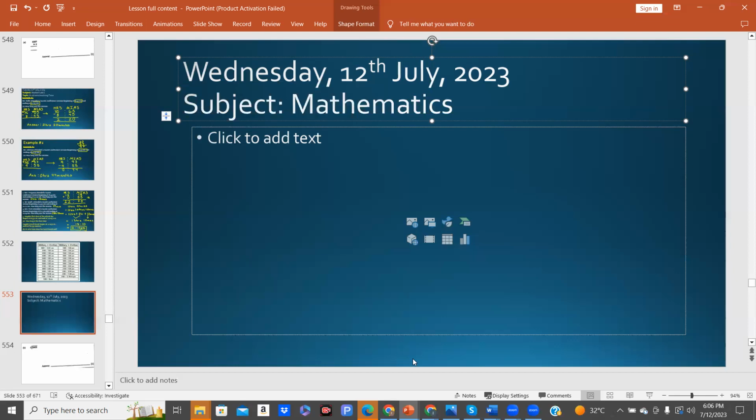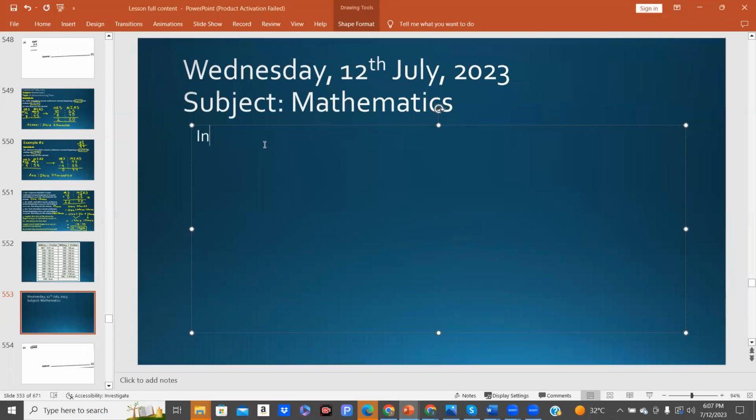Today our topic is going to be introduction to ratios. So that's our topic for today. Let's set up the topic: introduction to ratios.